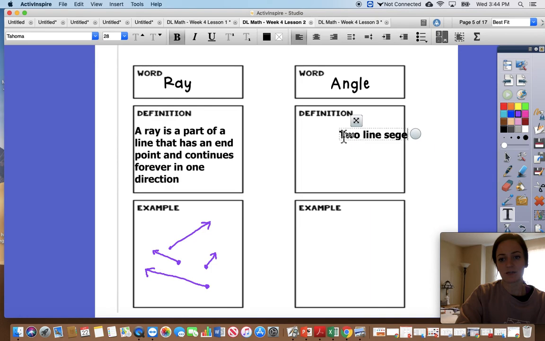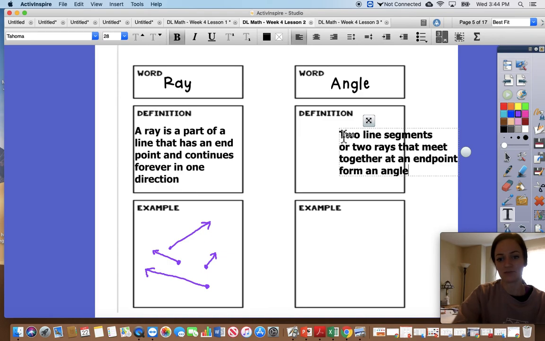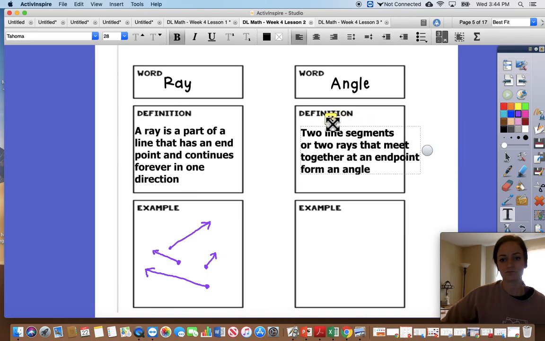Oops, I spelled segments wrong. Endpoint form an angle, okay?